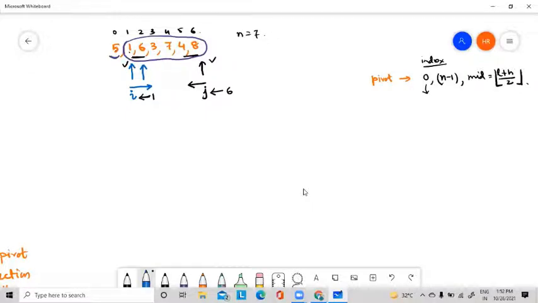So I will stop here. The I variable will stop here. Now I will start this side, the J variable. Okay. Now in this side, I require greater elements.